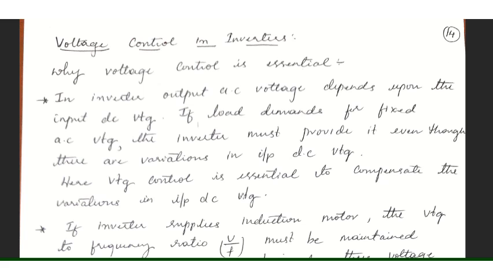Say for example, as I mentioned here in the slide, if a load demands fixed AC output, then the inverter must be able to provide fixed AC voltage, right? So there the voltage control comes into picture. That is, a voltage control from the inverter has to be done so that it will be able to provide fixed AC voltage even when there is any variation in the input DC voltage.